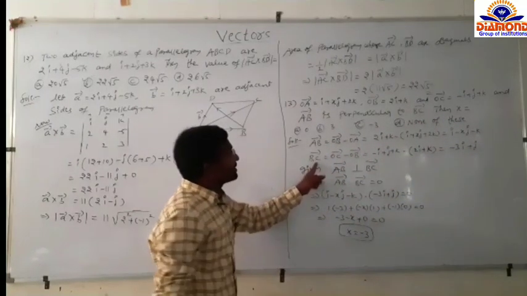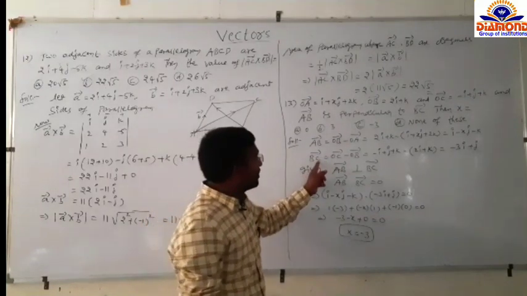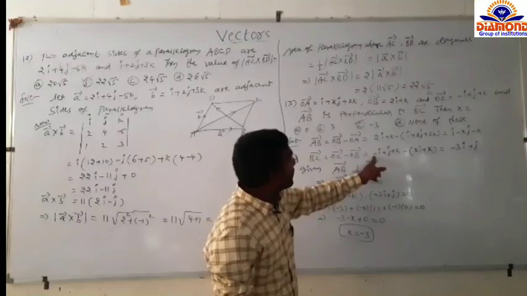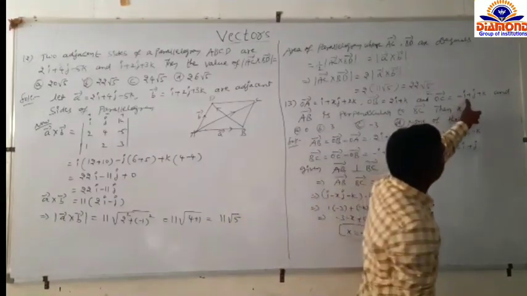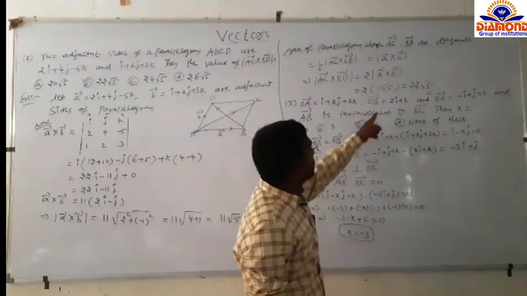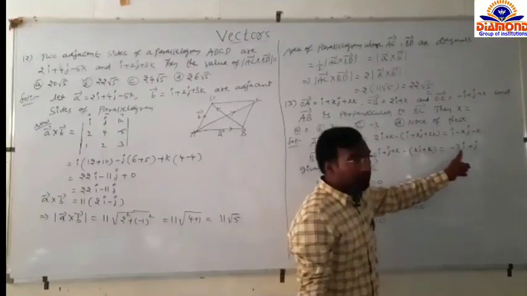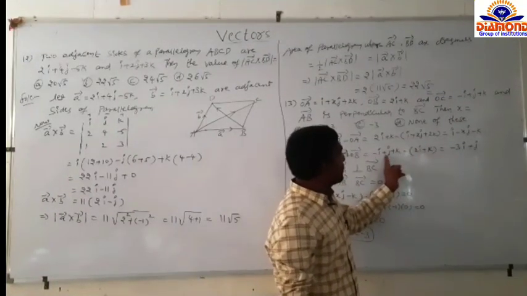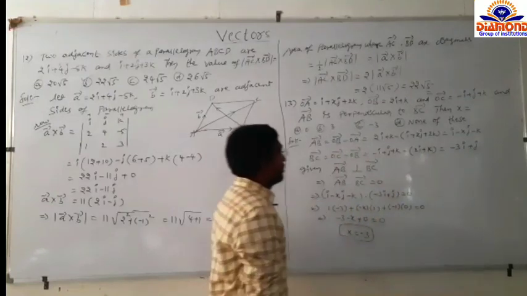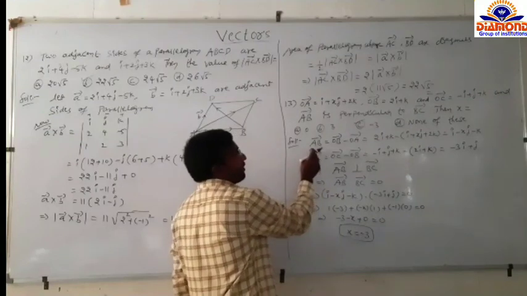Next, BC. The position vector of BC bar is nothing but OC minus OB. OC bar equals minus i plus j plus k. Substitute here minus of OB bar, OB bar equal to 2i plus k. So minus i minus 2i is minus 3i. Next plus j, k minus k cancel. So what is the given condition here? Already we found AB bar and BC bar.